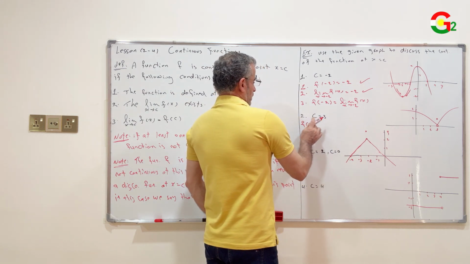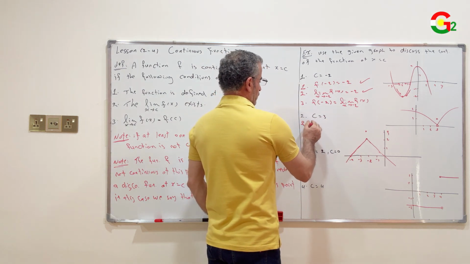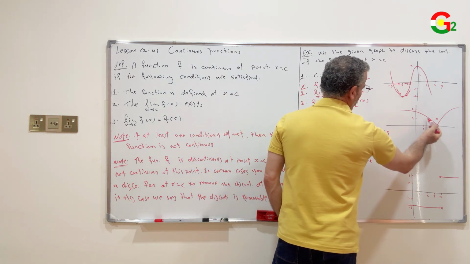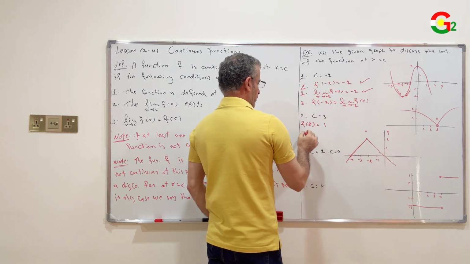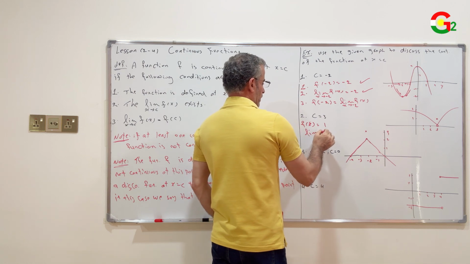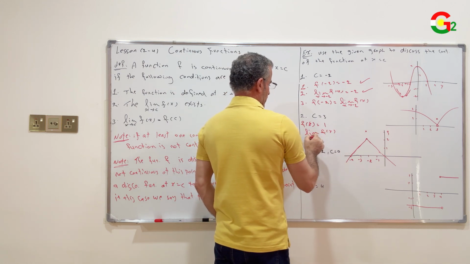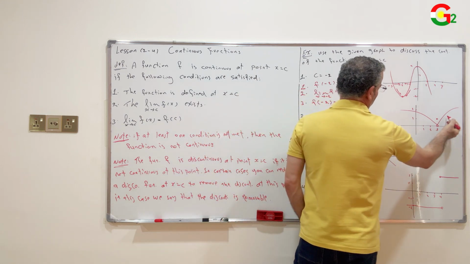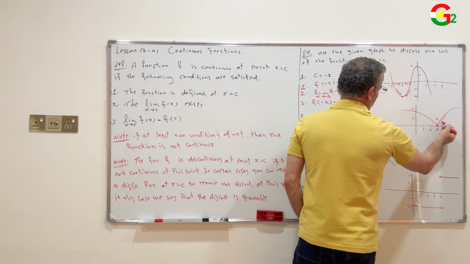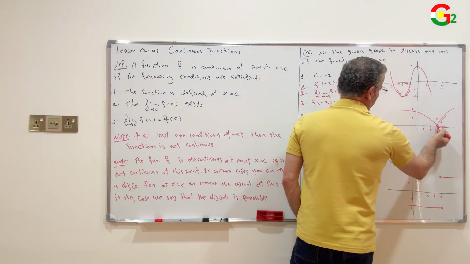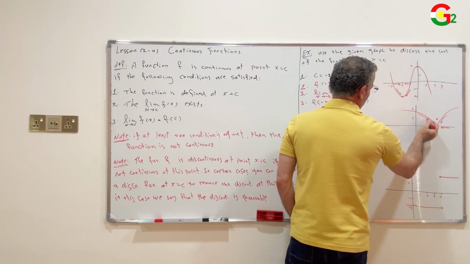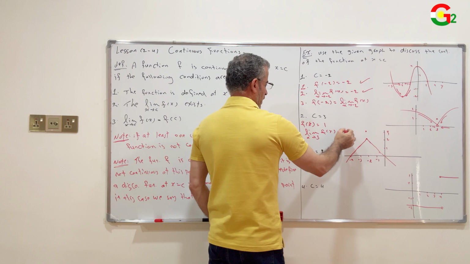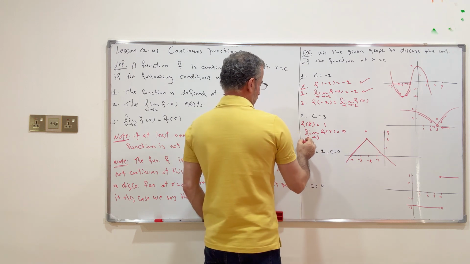The first condition, f of 3 should exist. f of 3 here is 1. The limit of the function when x approaches 3 should exist. The limit of the function when x approaches 3 from the right is 0 and from the left also is 0. Then the limit is 0.